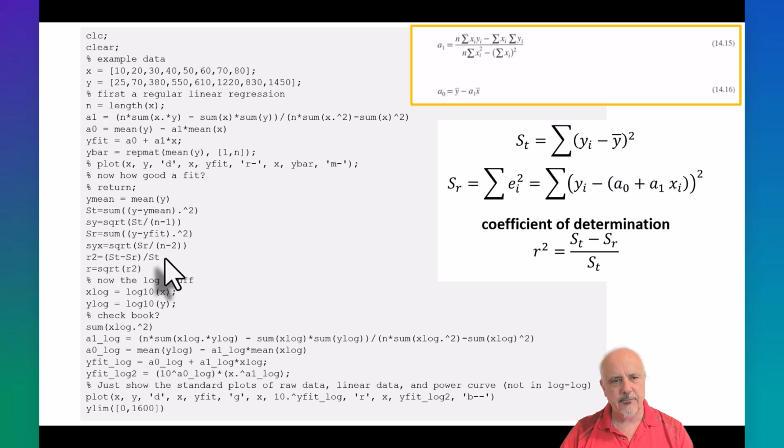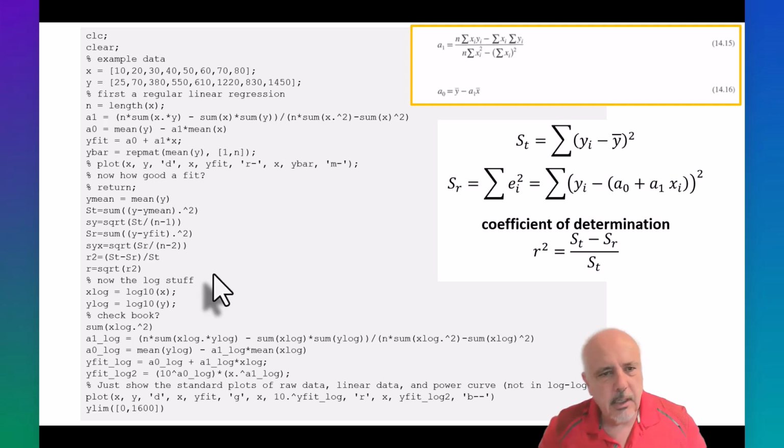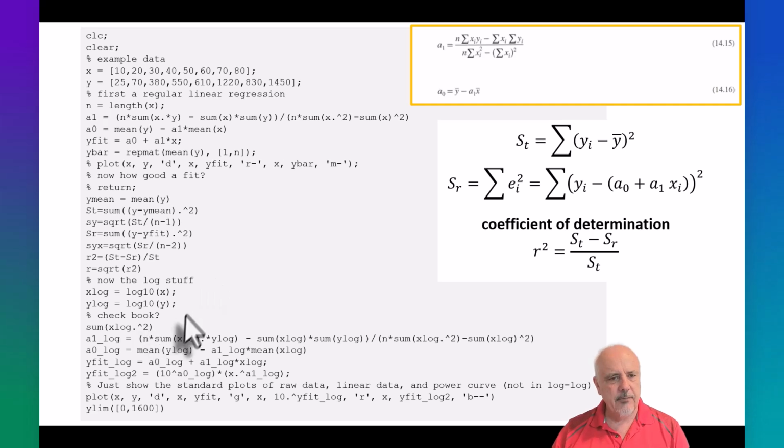And then the coefficient of determination is going to be my r squared. I'd call it R2 here. That's going to be S_t minus S_r over S_t. So very nice. And then we go into the code. We go straight into looking at the power regression. And for that, I went ahead and did a log 10 of x.